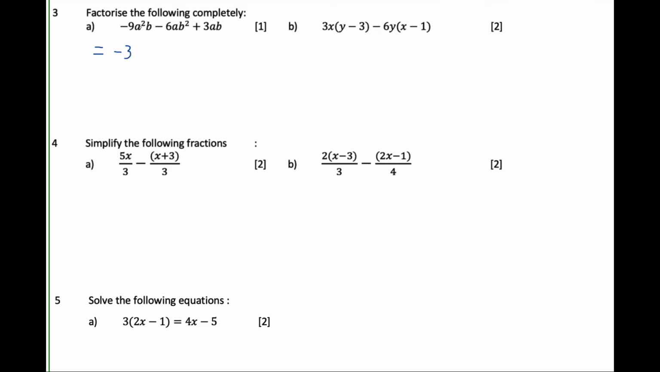Next, we have a squared. So a squared is made up of the factors a times a. So a is a common factor. Bring out a. And b is also a common factor. In ab squared, the square is only for b. So b is a common factor because we can see it's present in all the terms.